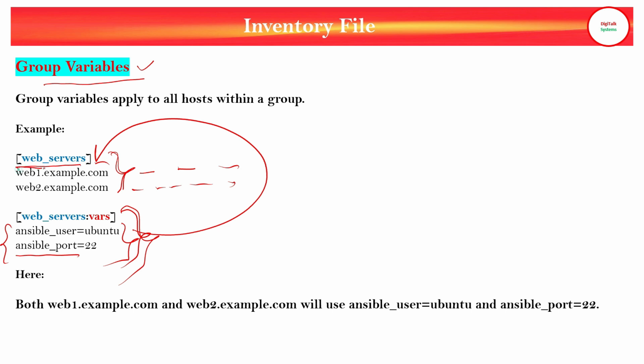Here we have a group named web_servers, where we have defined two servers. To both of these servers we would like to pass the Ansible username and Ansible port. So for that, we have defined a group. How do we define the group for variables? First you specify the same name as your server group, then a colon, then vars. This is a standard syntax, just like we defined the children in the grouping of the servers. So we define the vars here, and then you can specify the variables.